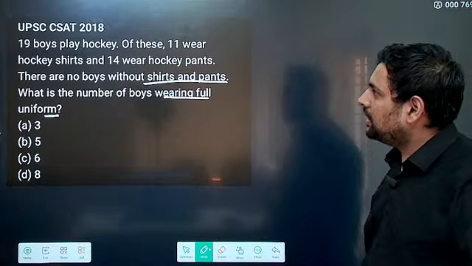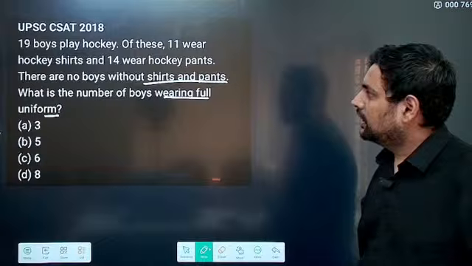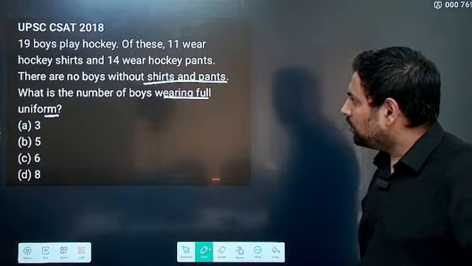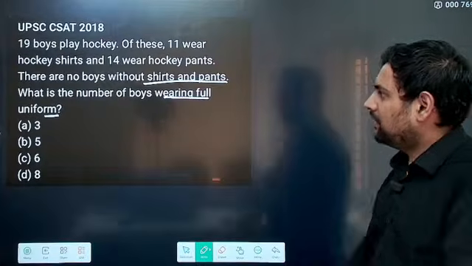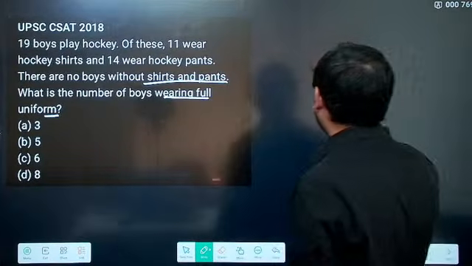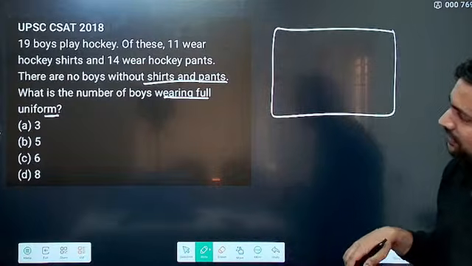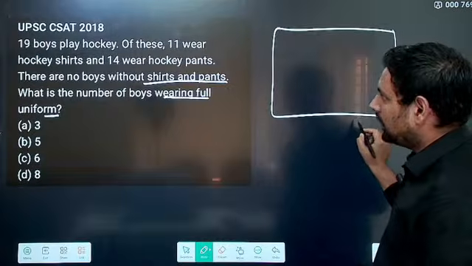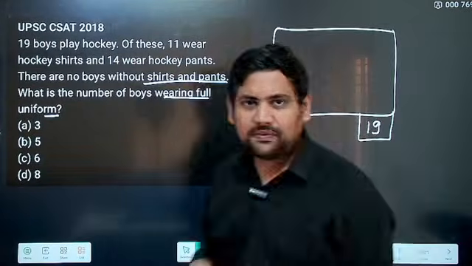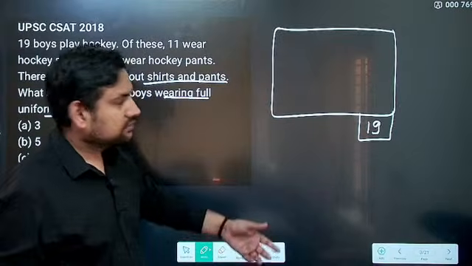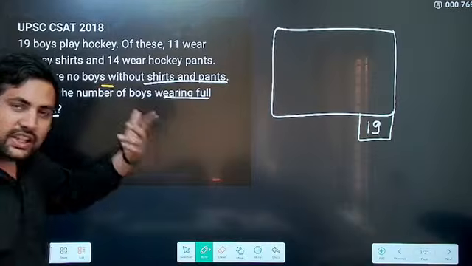19 boys play hockey. Of these, 11 wear hockey shirts, 14 wear hockey pants. There are no boys that don't have either shirts or pants. Okay, you need to tell the full uniform wearing people. So now, first thing, 19 boys play hockey. So this is the total number. Now it says that there are no boys who do not wear either shirts or pants.